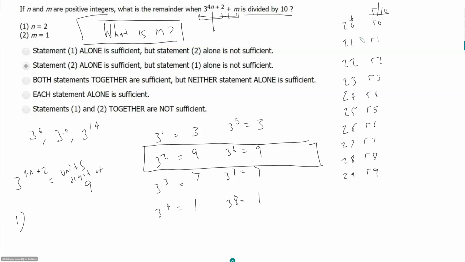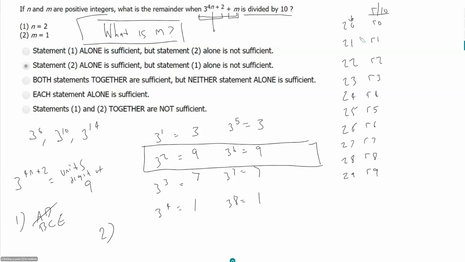Statement 1 says n is equal to 2. Well, what do we decide? We already saw that n is irrelevant to our question because n is part of this exponent here, and no matter what, this exponent is always going to have a units digit of 9. So telling us anything more about n is not helpful. Insufficient.